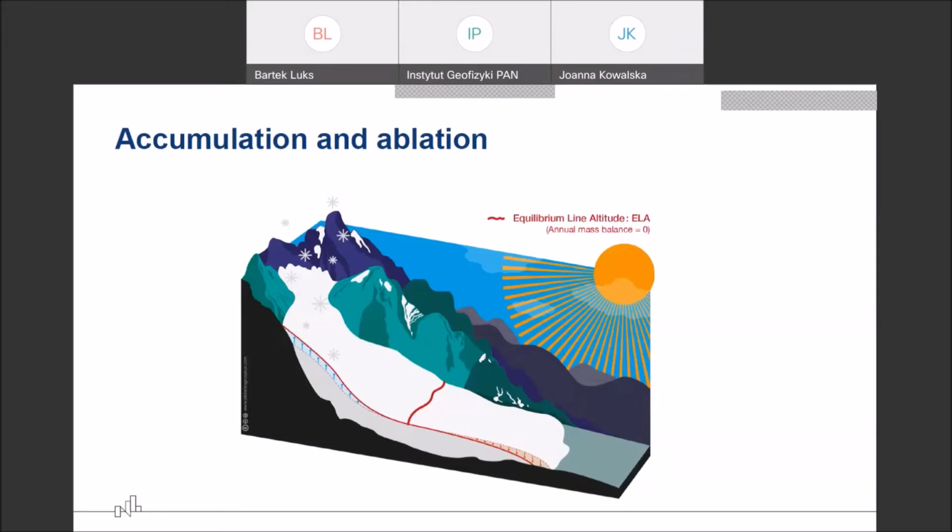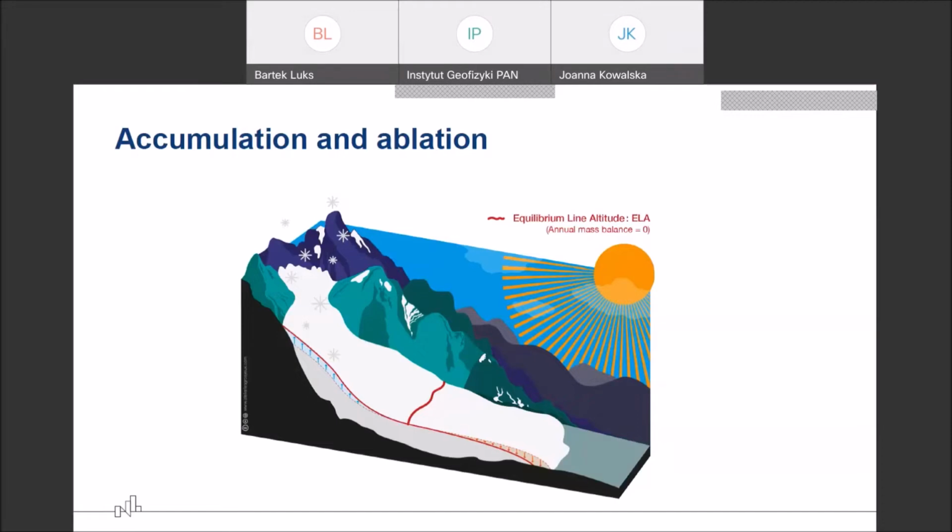And then we have ablation. Ablation is a process that consists of snow and glacier ice melt. So those are two processes that run the life of the glacier.